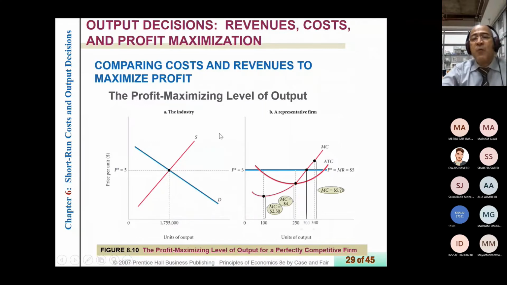So now what I'm going to do is show how to determine the profit maximizing level of output. What is the optimal level of output? What we did, the intersection between market demand and market supply determines the equilibrium price at 5.